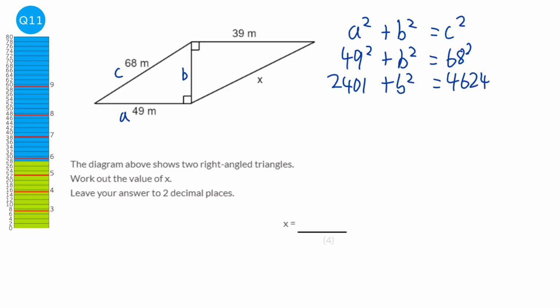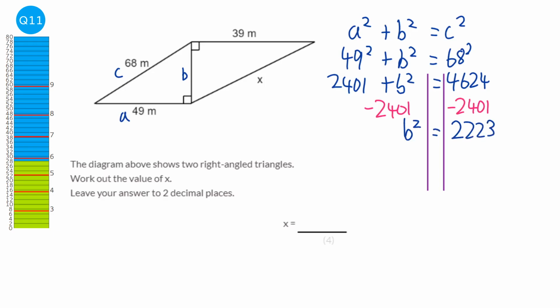4,624. So we are solving here, so let's get our lines down. And we're going to start by subtracting the 2,401 from both sides. So we've got b squared equals 2,223. Then we're going to square root both sides, and we've got b equal to 47.148, blah blah blah. Okay, we're now looking at the second diagram, and this time we're going to have a, we've got our b, and we're going to call x the c.